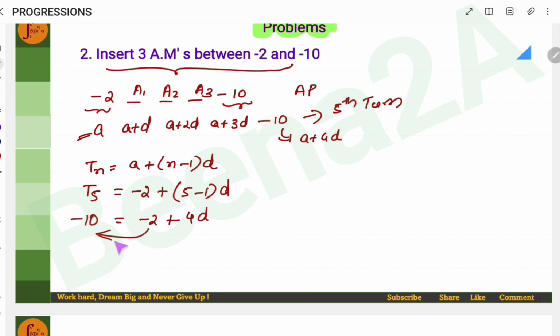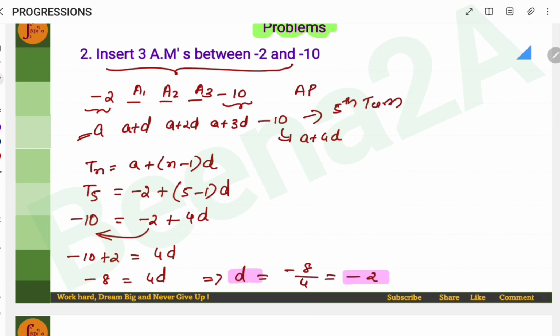So I'll bring 2 this side. It'll become -10 plus 2 is equal to 4D. This will be -8 is equal to 4D, which means D is equal to -8 by 4, which is -2. So D is equal to -2. Now once we know the difference, it's easy to find the other terms. Instead of D, I'll be putting -2 everywhere and I'll get the terms.